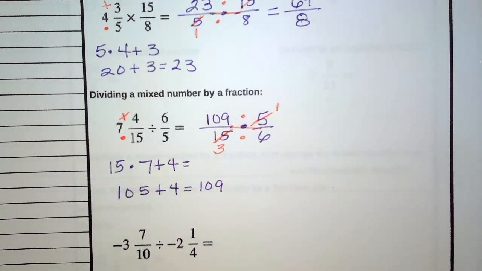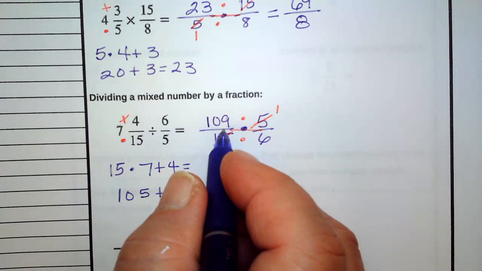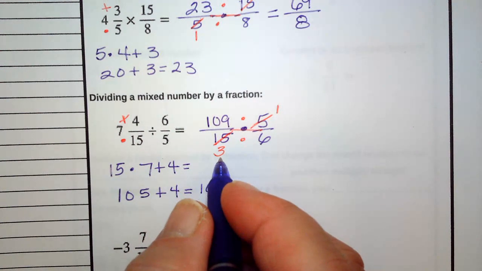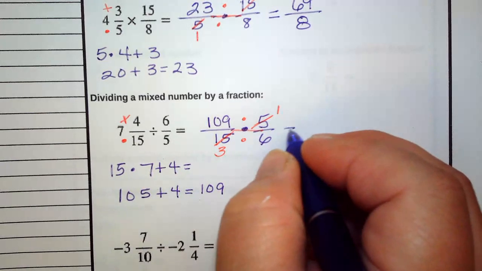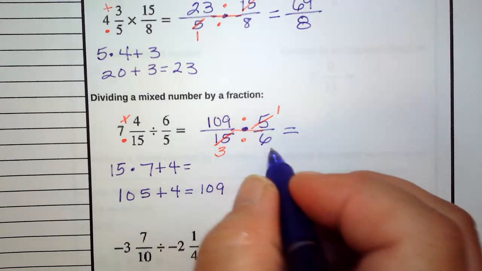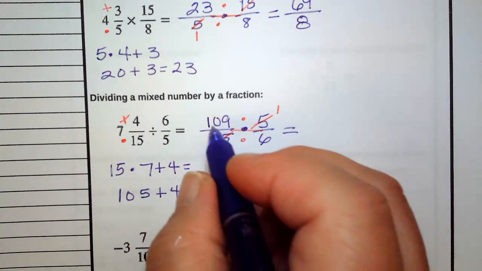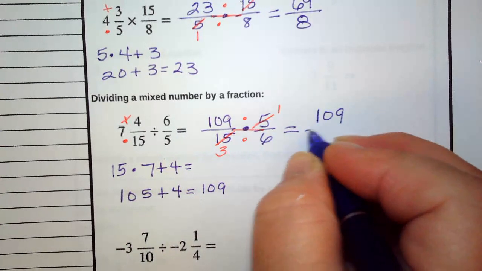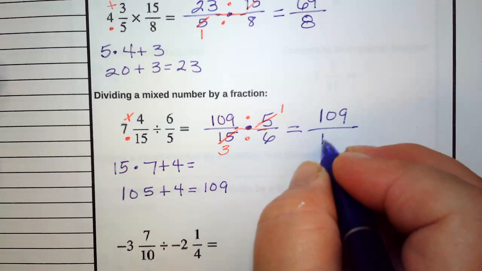Does 3 go into 109? No. You've got 1 plus 9 is 10. 10 is not divisible by 3. 109 is not divisible by 3. And it's not even, so we can't divide by 2. 109 times 1 is 109. 3 times 6 is 18.